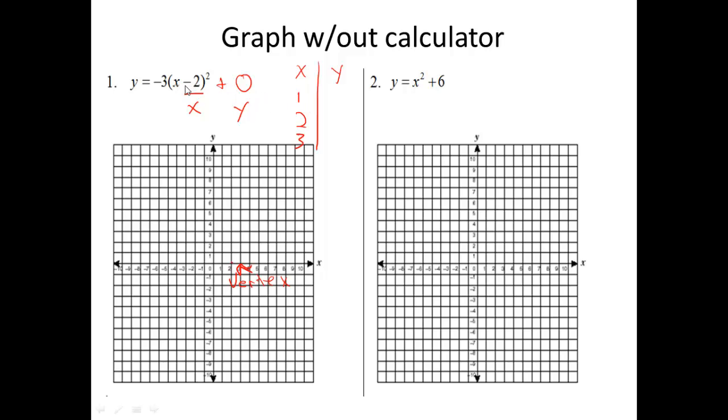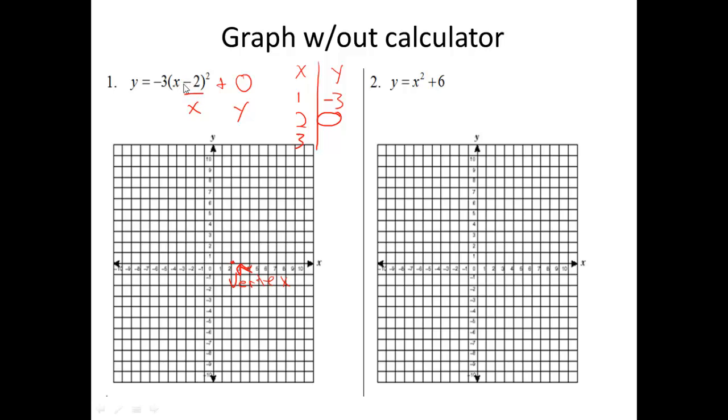When we plug 1 in for x, we say 1 minus 2 is a -1, and when we square that, we get a +1. And when we multiply that by a -3, we get a -3. As we already said, we should have the point (2, 0), so let's plug in 2. So we have 2 minus 2, that is 0. 0 squared is still 0. 0 times -3 is still 0. So indeed, we still have that (2, 0).